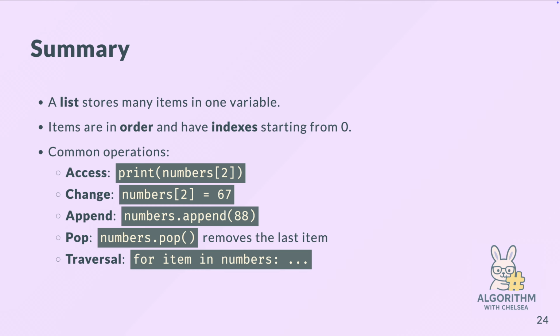Let's summarize what we learned today. A list stores many items in one variable. Items are in order, and they have indexes starting from 0. We can access an item by index. We can change an item by assigning a new value to an index. We can append to add a new item at the end. We can pop to remove the last item and get it back. And we can use a for loop to print every item.